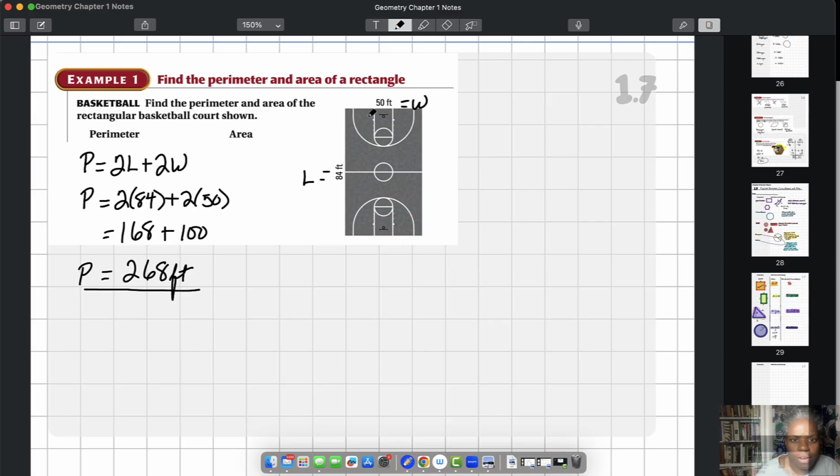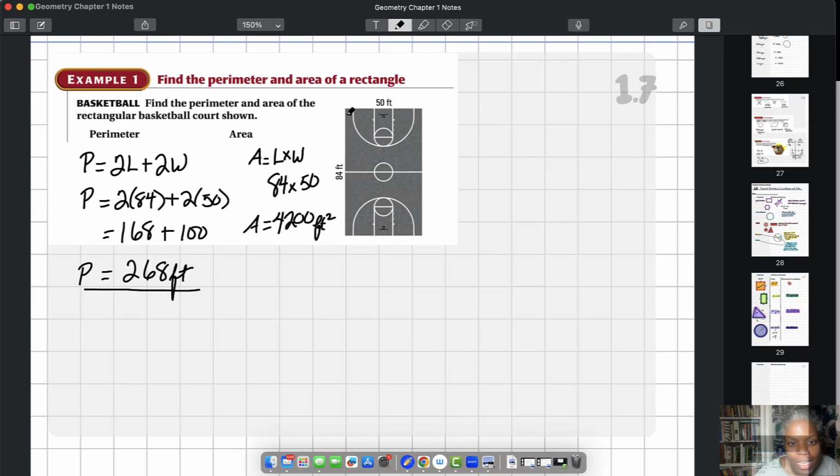Let's go ahead and find the area. Area is calculated when we're dealing with a rectangle as length times width. Because of that, we're now going to multiply. I'm going to get this out of the way. We're going to multiply 84 times 50. So 84 times 50 is going to give me an area of 4,200 feet squared. Why squared feet, or why feet squared? This is how I'd write that.